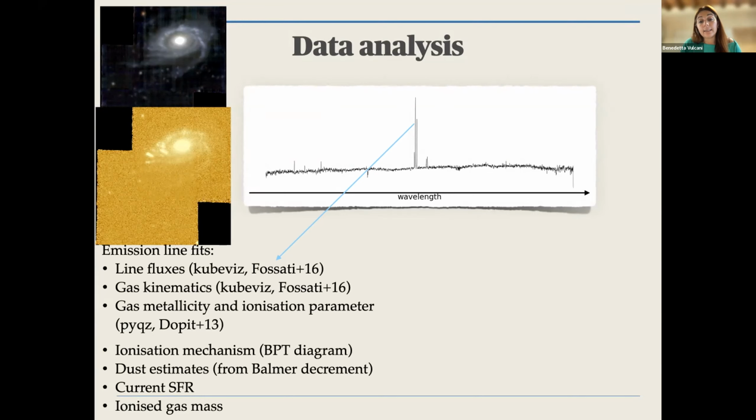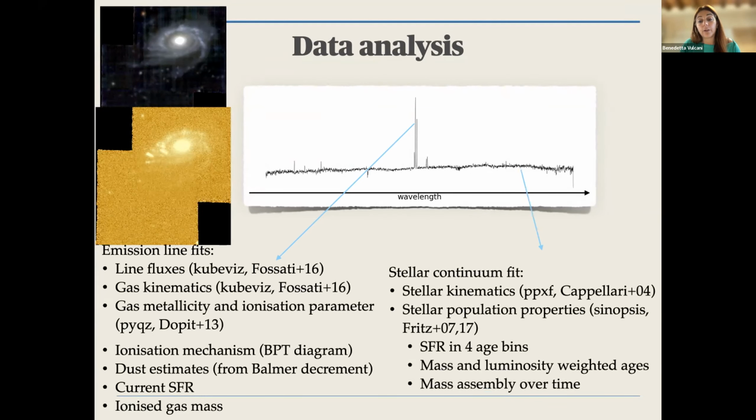Then we also analyze the continuum, and from the fitting of the continuum we can obtain information on the stellar properties. So we study the stellar kinematics. We have a spectrophotometric code that gives us information on the stellar population properties, meaning that it allows us to understand how much star formation there was at different epochs of the galaxy. So we can have the star formation rate in 4 different age bins. We have information on the mass and luminosity weighted ages, so we can understand when the bulk of the mass of the galaxy was formed, when there was the very last burst of star formation, and overall we can compute the total stellar mass.